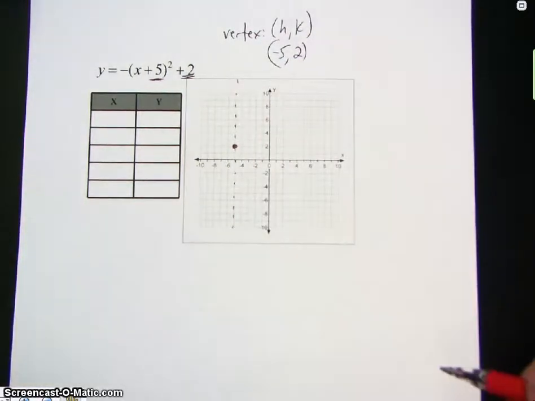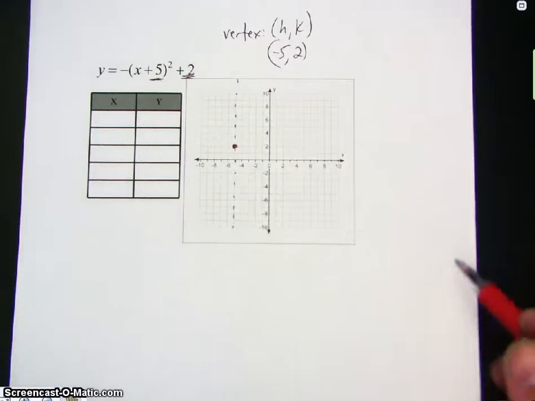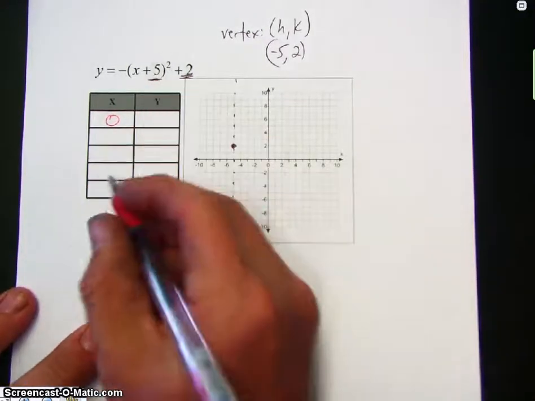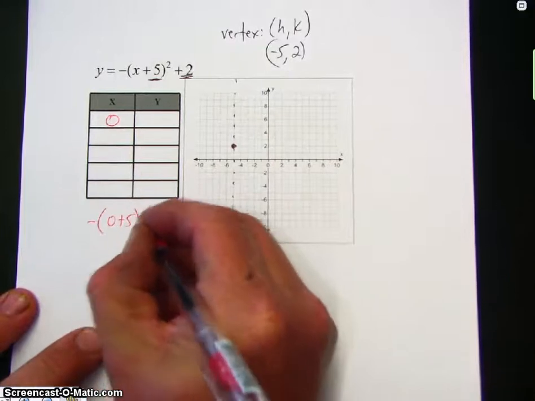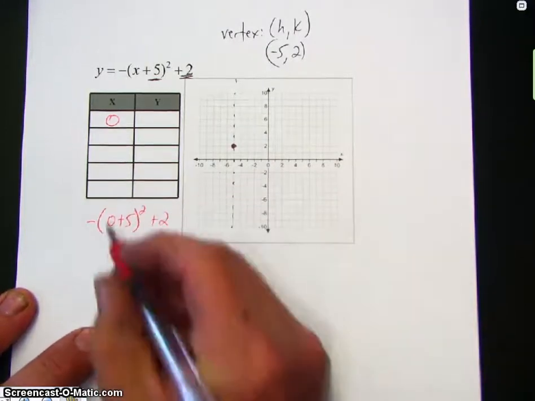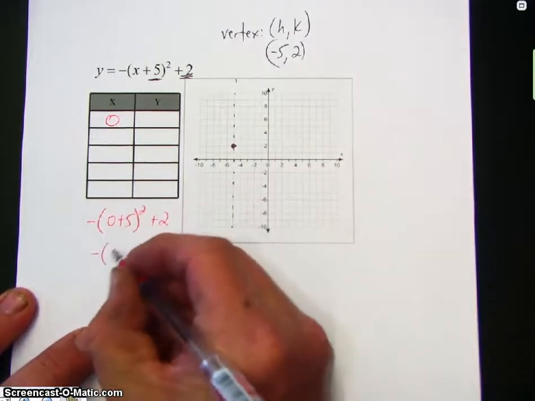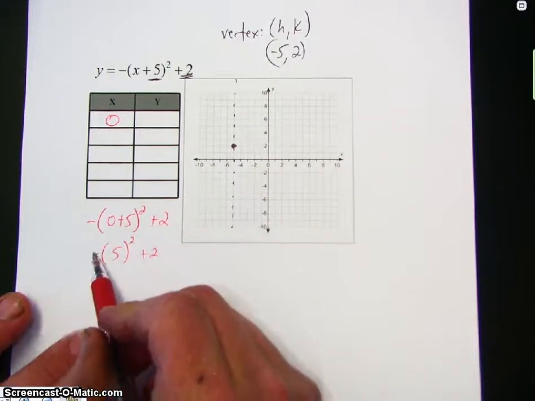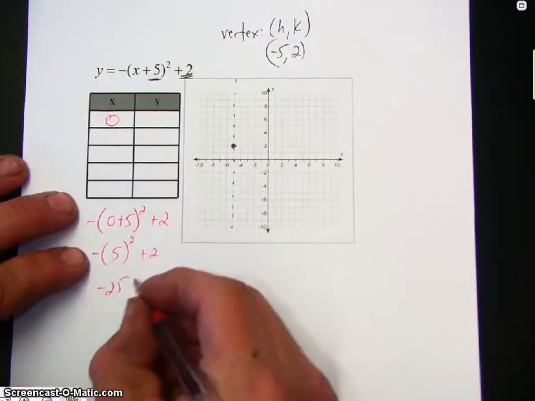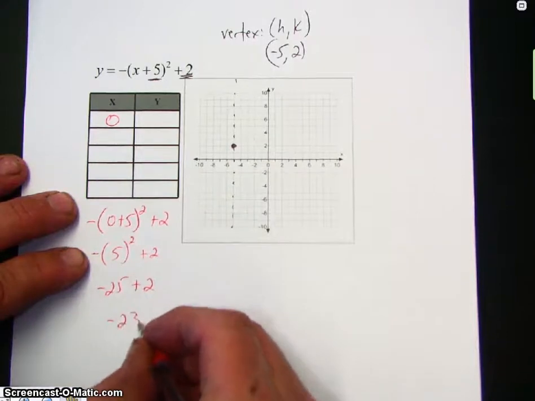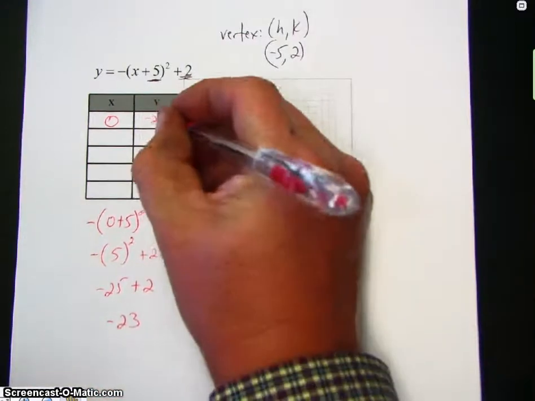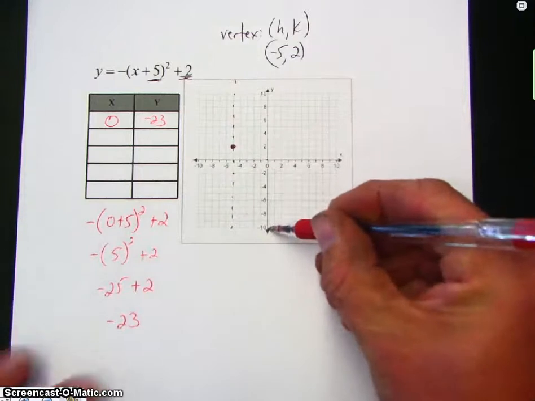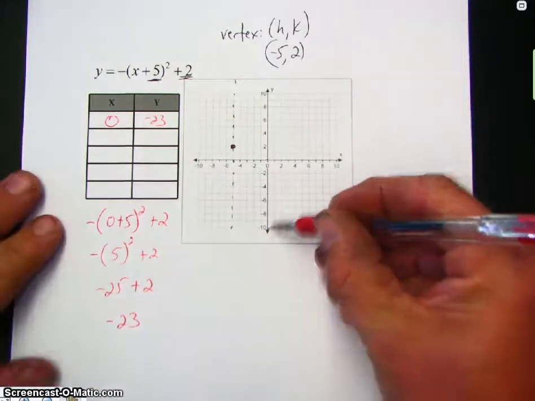Now let's pick a point. Let's do 0. So I plug 0 in here. I got -(0 plus 5) squared plus 2. So that becomes 25. See, the negative is on the outside of the parentheses, so it'll always be negative. So that's -23. So if I go 0, see, I only have my graph going down to -10.